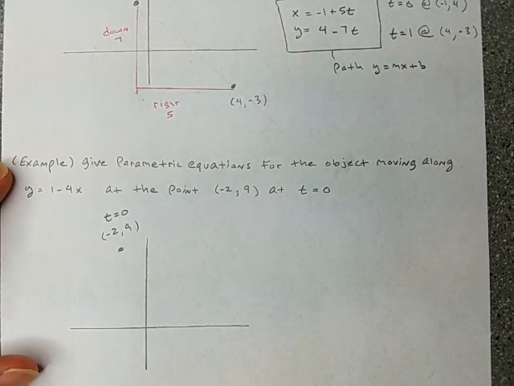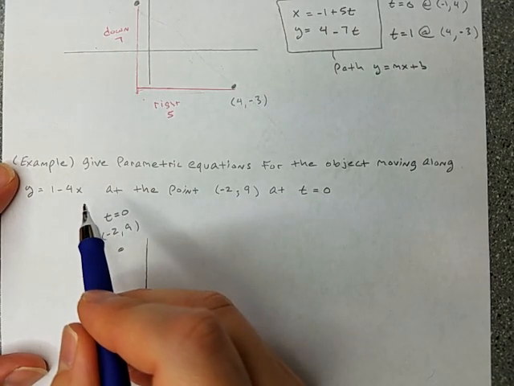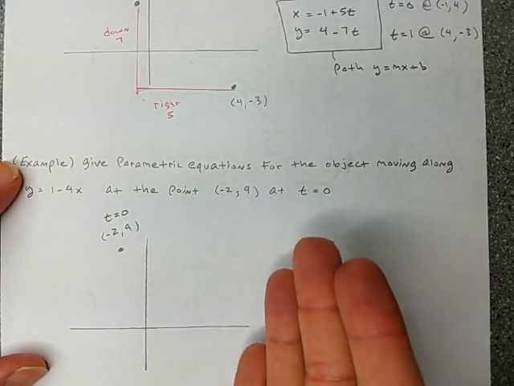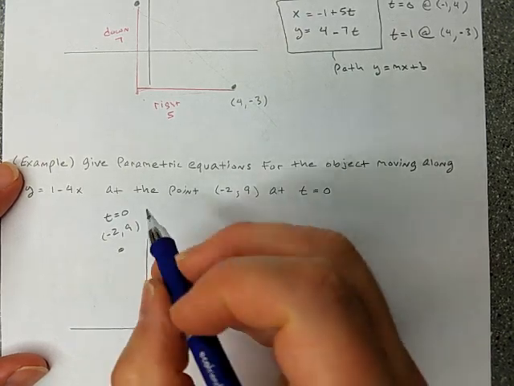There's nothing wrong with that. What is another point on this line? I mean, there's lots of points to choose from. You just need another one. Why don't we choose the y-intercept?